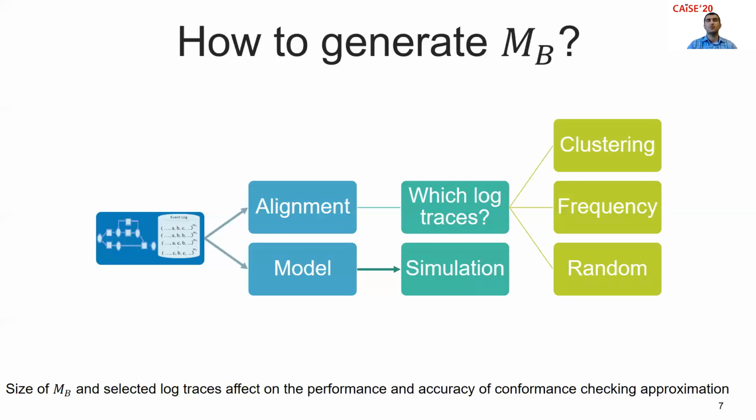First, we can use clustering and cluster event logs into K clusters, and for each cluster, we select the most representative trace variant. Another way is to select the K most frequent trace variants, and we can also select the trace variants randomly. Note that the size of MB and selected traces affect the performance of conformance checking and also its accuracy.